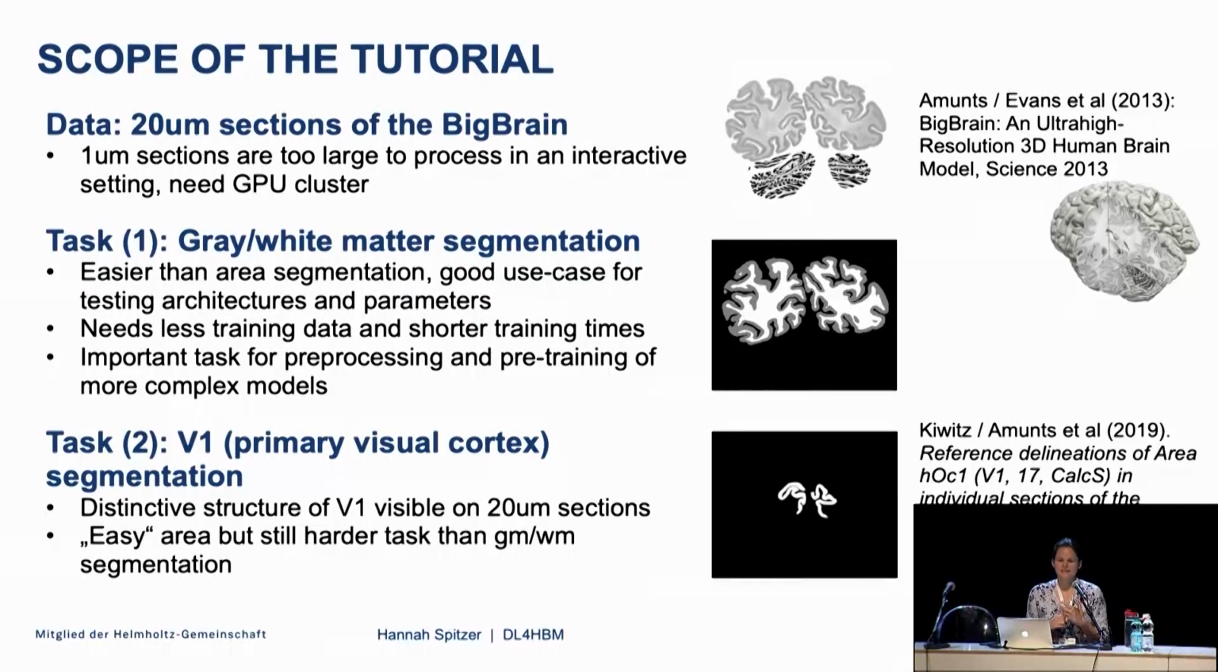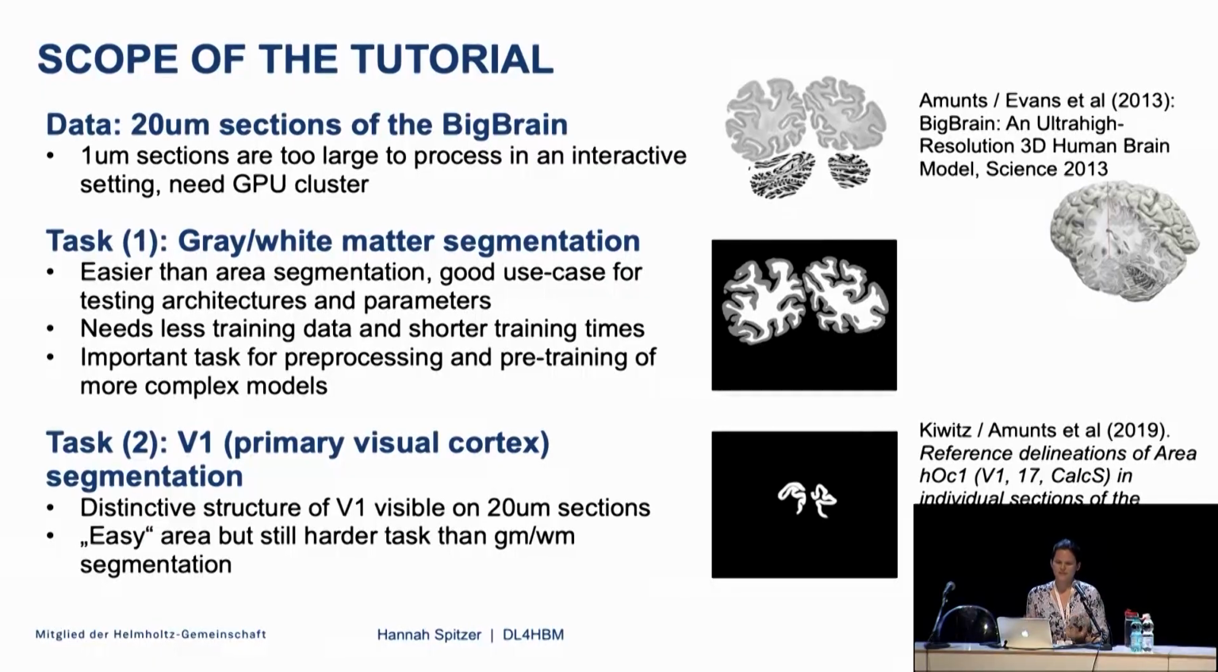This is just an easier task than doing area segmentation really, and it's a good use case for testing architectures and different parameters and so on, just because the networks tend to converge when training on gray-white matter segmentation. In addition, we need a lot less training data and have shorter training times, so this makes it a good use case for actually training some networks here in these 40 minutes.